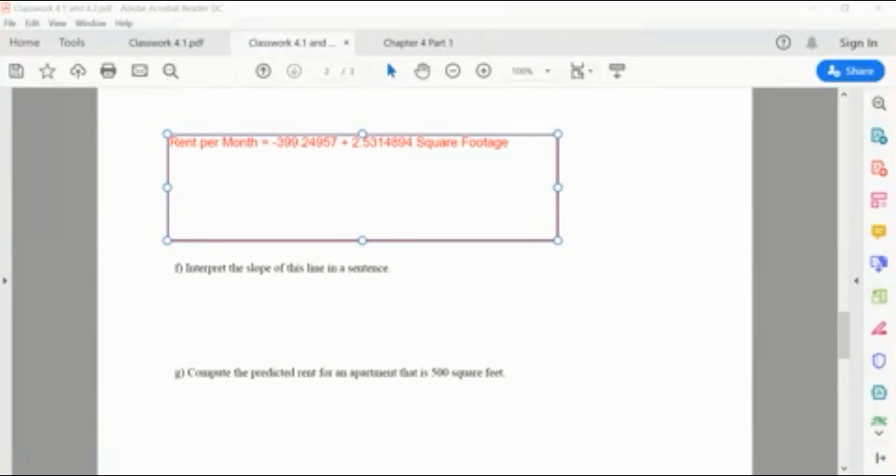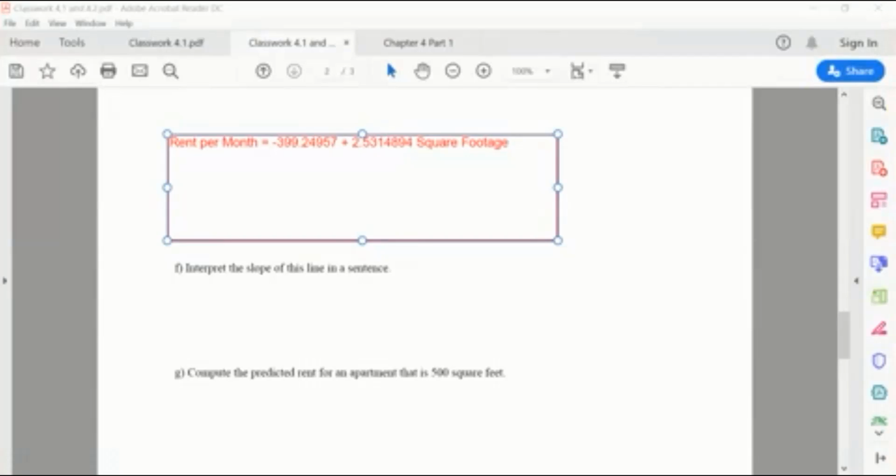Okay, so the rent per month is equal to minus $399.25 plus 2.53 times the square footage. The first thing they ask about is the y-intercept. Now, does it make sense to have an apartment with 0 square feet? No. So the y-intercept is not relevant in this example.